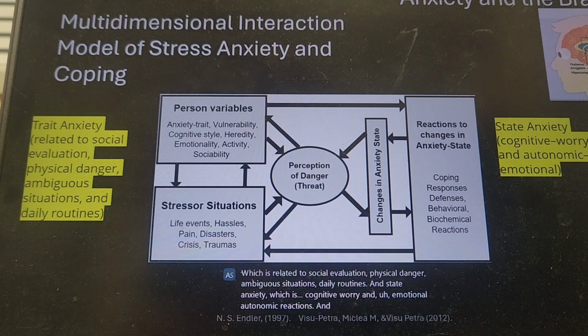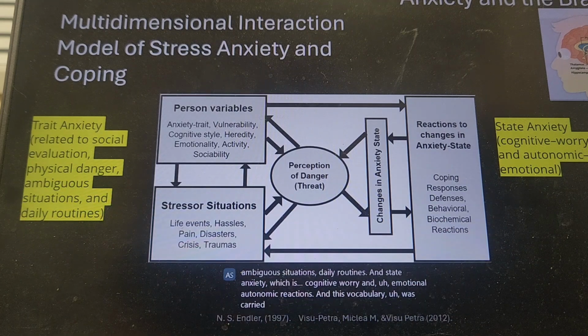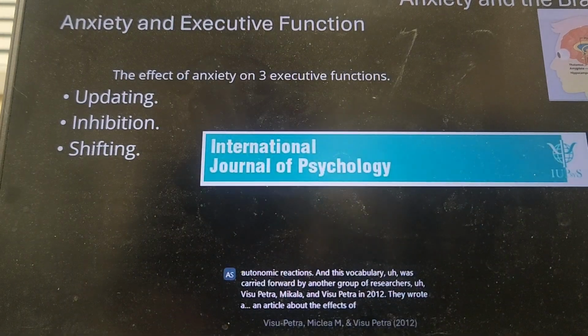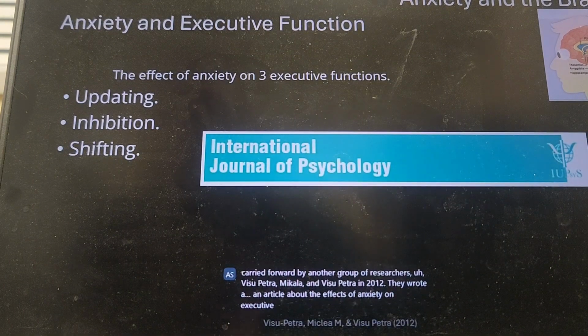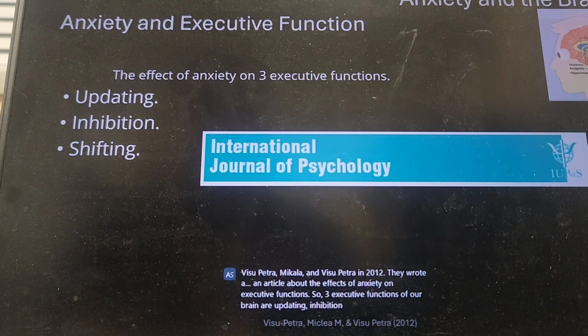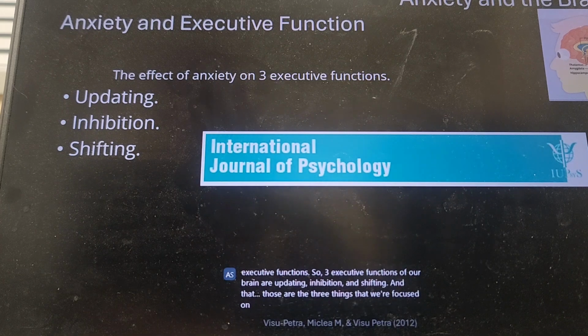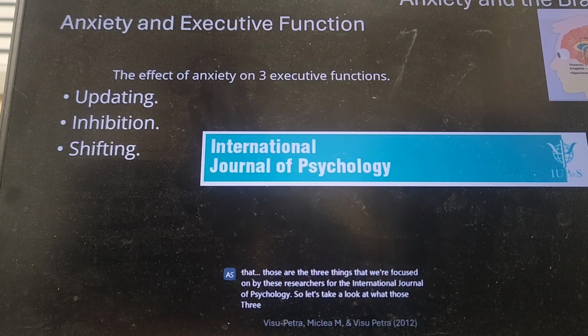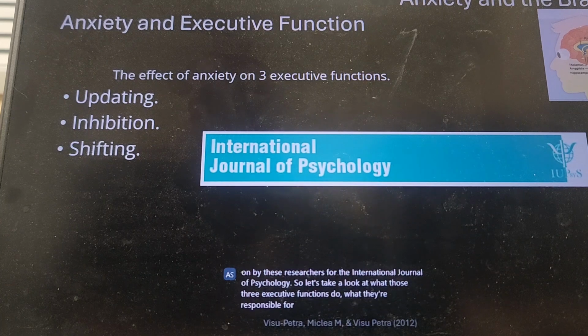And this vocabulary was carried forward by another group of researchers, Visu-Petra, Miclea, and Visu-Petra in 2012. They wrote an article about the effects of anxiety on executive functions. So three executive functions of our brain are updating, inhibition, and shifting. And those are the three things that were focused on by these researchers for the International Journal of Psychology. So let's take a look at what those three executive functions do, what they're responsible for in our brains.